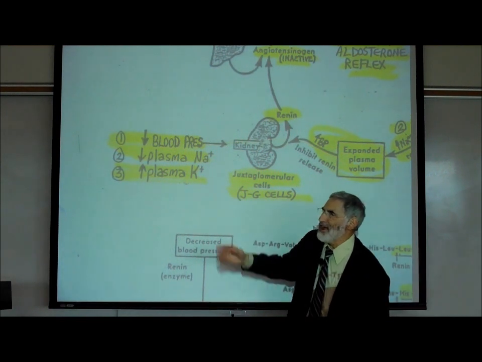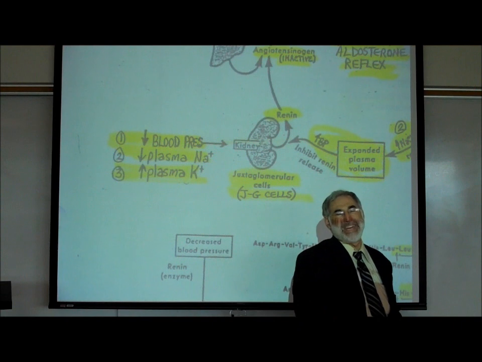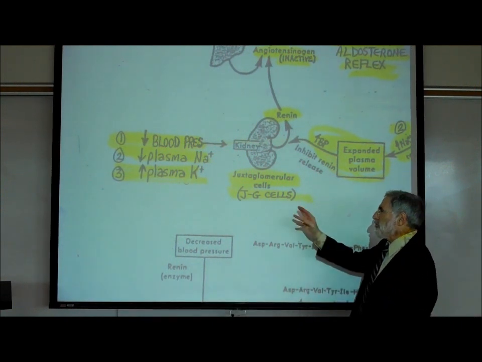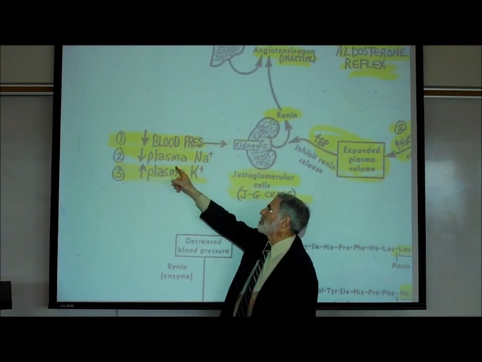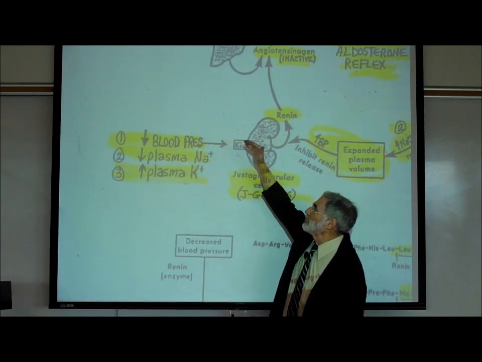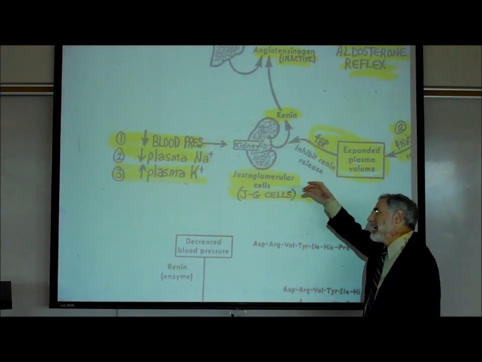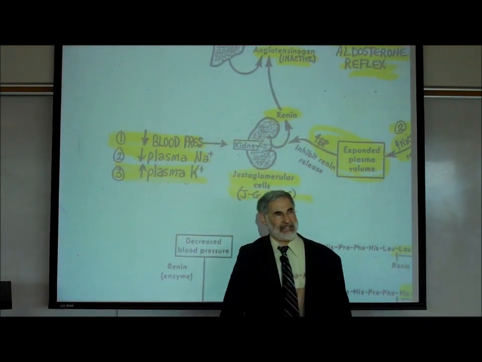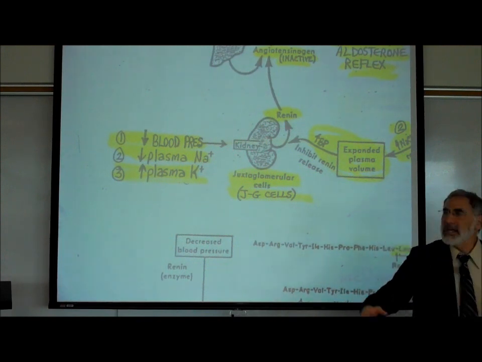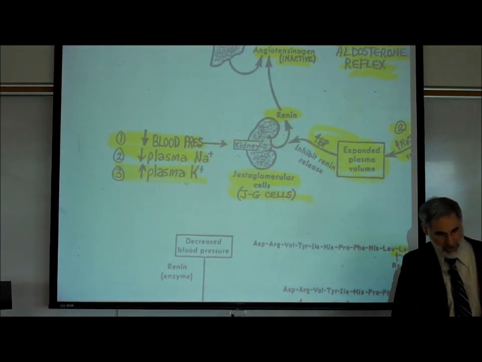There are three things that trigger these JG cells to start secreting renin into the bloodstream. The three things that will cause these cells to release renin are a drop in blood pressure to the kidney, a drop in the plasma sodium levels, or a rise, an increase in the plasma potassium levels. That triggers this hormonal homeostatic reflex.